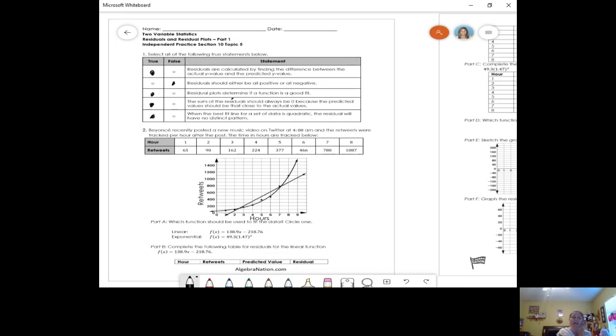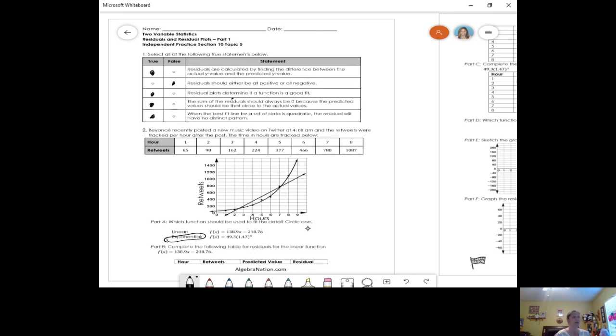All right, number 2. Beyonce recently posted a new music video on Twitter at 4 o'clock, and the retweets were tracked per hour after the post. The time and hours are tracked below. So A, which function should be used to fit the data? Well, hopefully you can see the data points are here, and that follows more of an exponential function. So that means this right here would be the better fit.